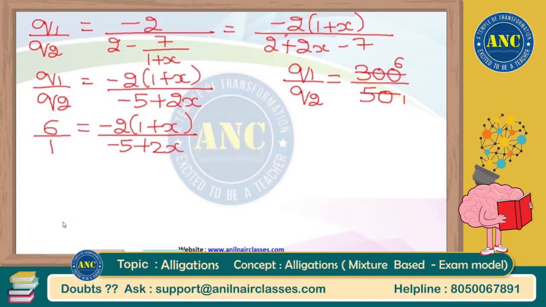Further simplified, it can be written as 2 into 3, and you can simplify it as 3 is equal to this minus. I will take a common factor in the denominator also. The numerator becomes 1 plus x divided by, if I take minus common factor and simplify, it becomes 5 minus 2x. I hope you are understanding, sir. Right? It becomes 5 minus 2x in the denominator. I hope everyone is getting the point.